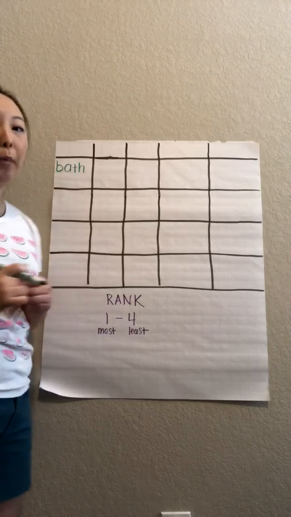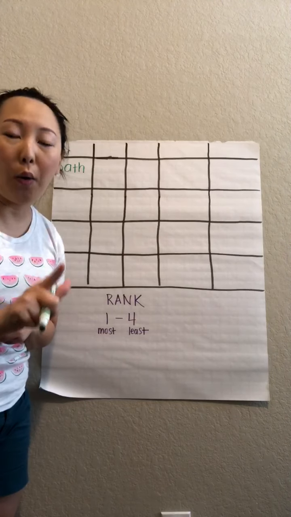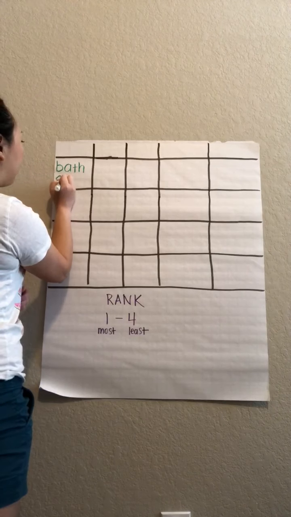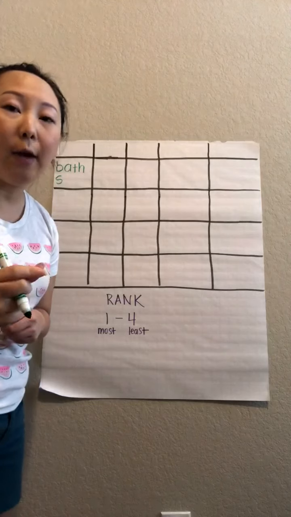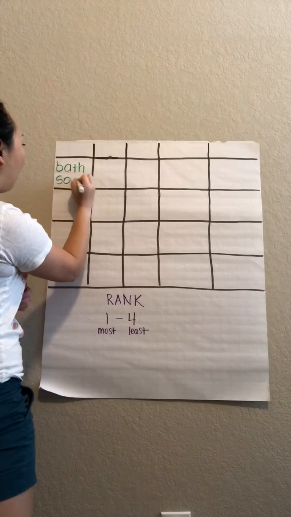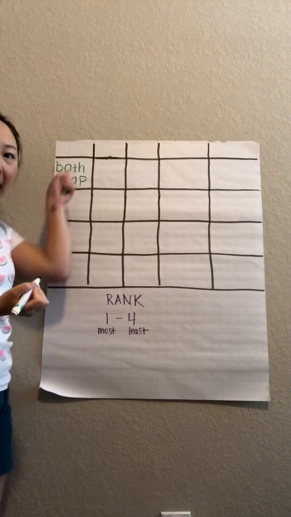Now I'm gonna write soap. Let's break apart the sounds we hear in soap. S, O, p. So s, s, o. I know that O and A are two vowels that go together, and when they do, it makes the O sound. S, O, p. Okay, so I wrote bath soap.